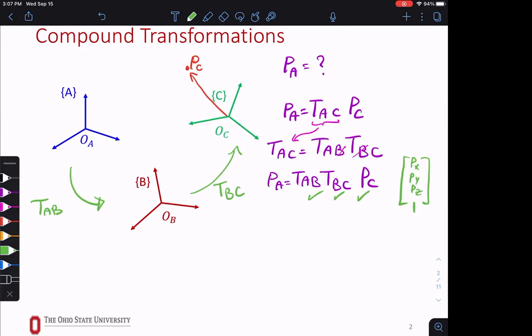All right. Okay, so this is one way to approach this. Can you see another way to approach this problem? You're trying to find P_A. We have P_C. Are there other ways that you can find P_A?